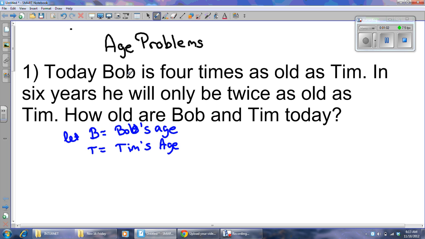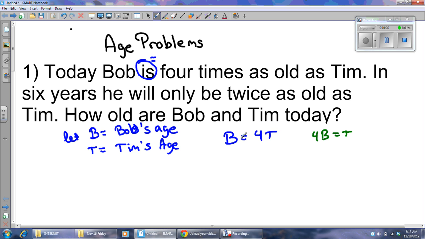And my first equation is hidden right here. Bob is. So Bob equals, because is means equals, right? 4 times as old as Tim. That's 4t. Now, some of you may have wanted to do this. You may have wanted to go 4b equals t. Now, I need to show you why that's wrong so that you don't do that in the future.